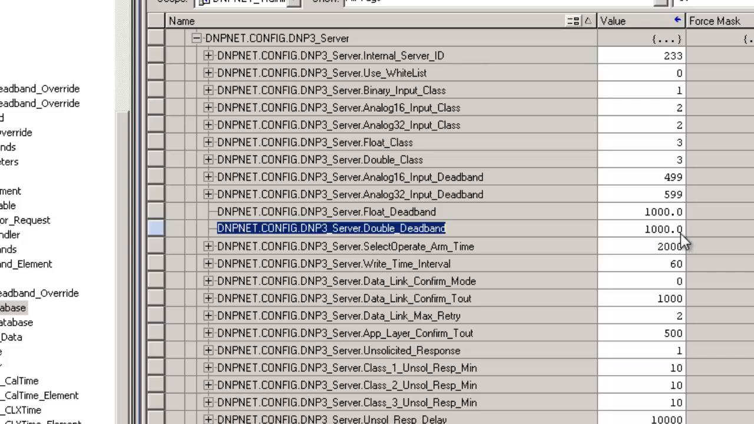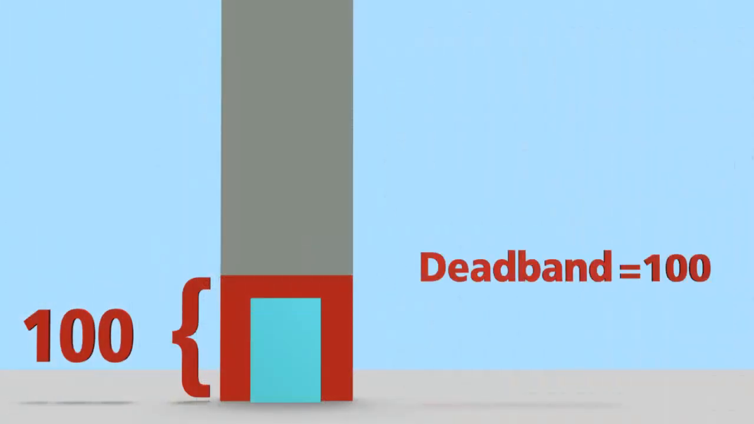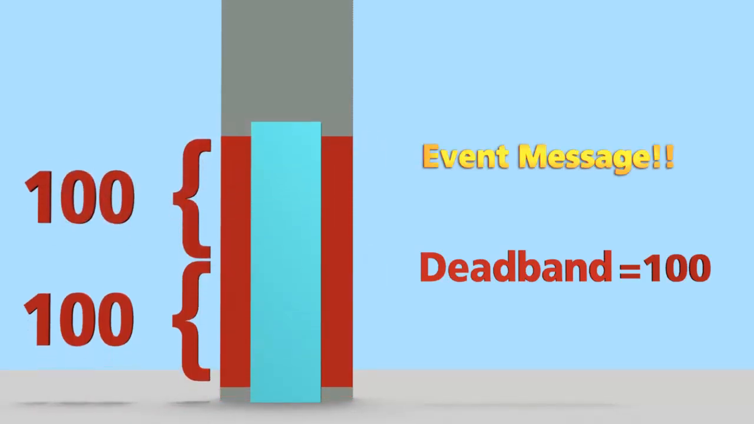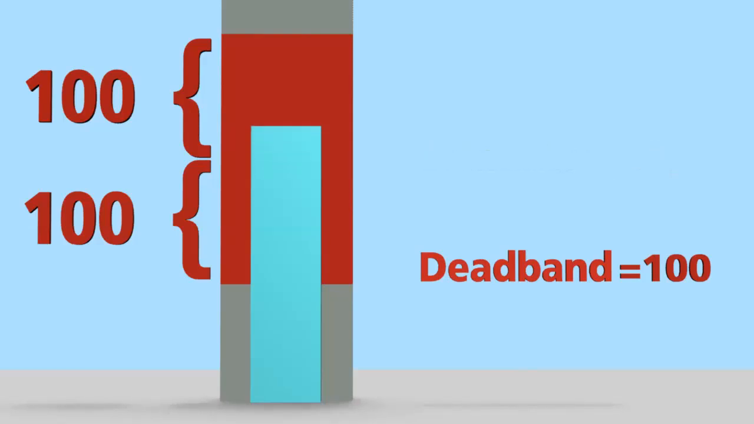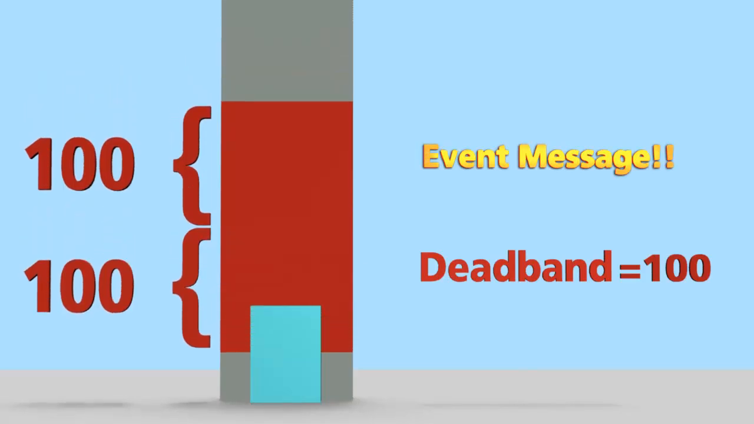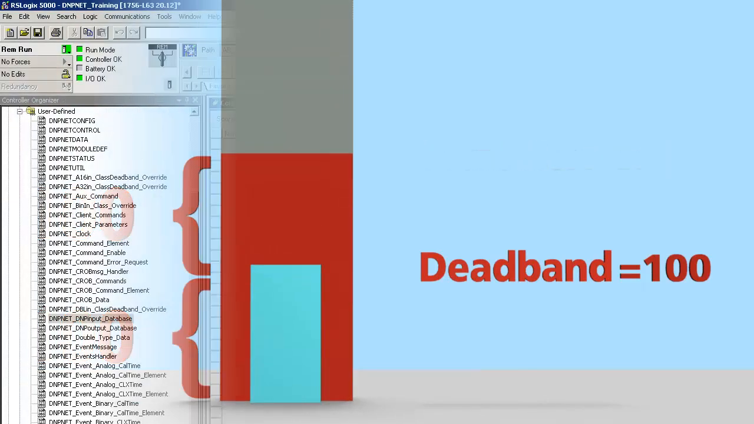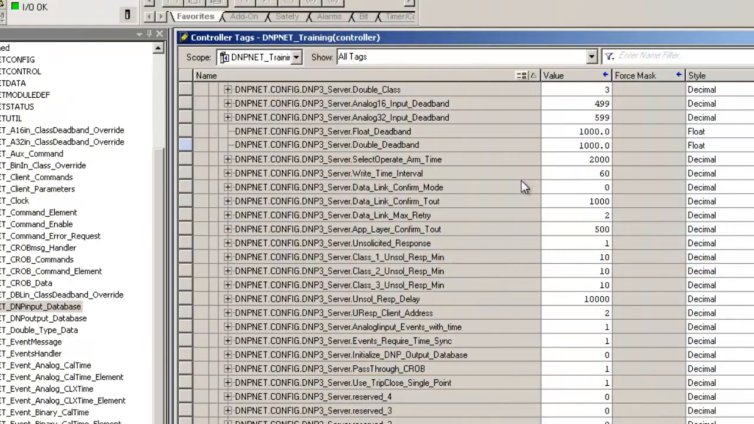Next up are the tags, where you can define the default deadband for each of the data types. The deadband is a definable value used for the module to generate DNP3 events. Deadband refers to the margin of change in a value of a data point on a server device before an event is generated and stored in the event queue of the module.